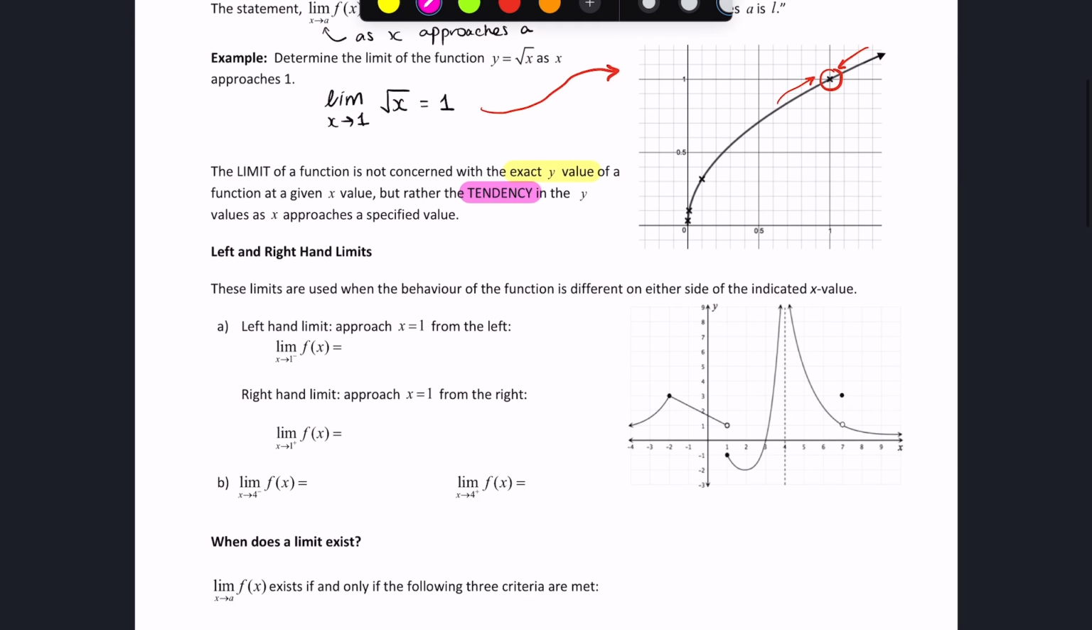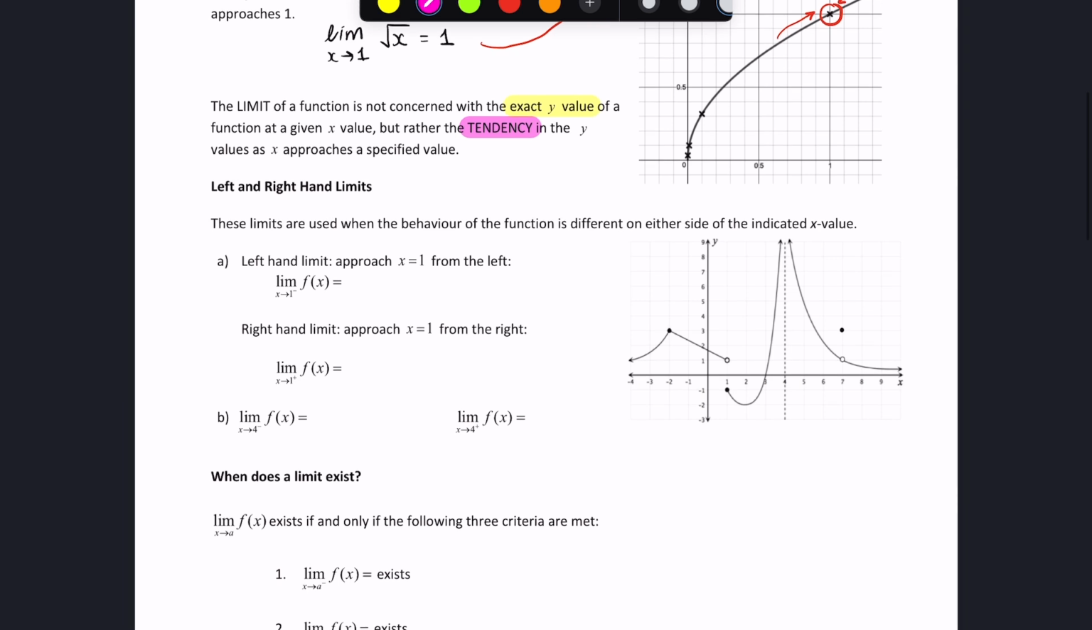So as I was mentioning, again, we can approach these values from two sides. We can approach it from the left and the right. And so now we're going to talk about left and right hand limits. These limits are used when the behavior of a function is different on either side of the indicated x value. If we look at the example at the top, we see that whether it goes from the left side or the right side, whichever direction you go, it ends up going to 1. However, that's not always the case, and therefore we have to use left hand and right hand limits.